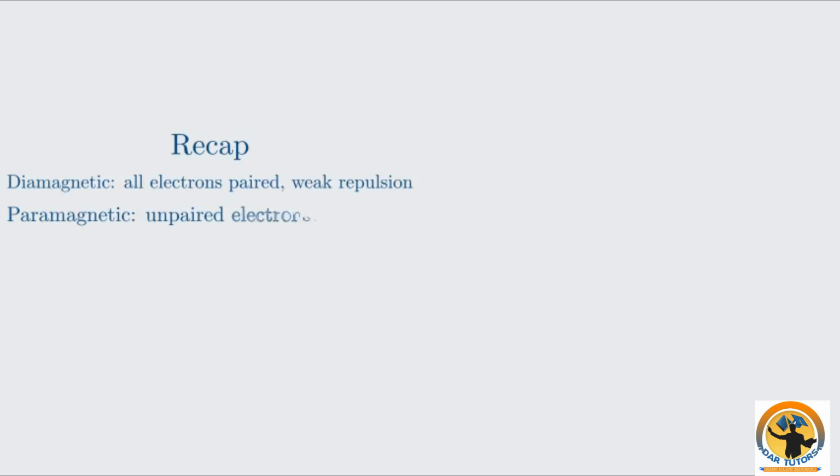To recap, diamagnetism arises from completely paired electrons and causes weak repulsion, while paramagnetism arises from unpaired electrons and causes attraction to a magnetic field. We have seen how to determine this from the electron configuration of the transition metal ion. We've established that transition elements exhibit variable oxidation states. Our goal now is to understand why this occurs and the factors influencing the stability of these states.